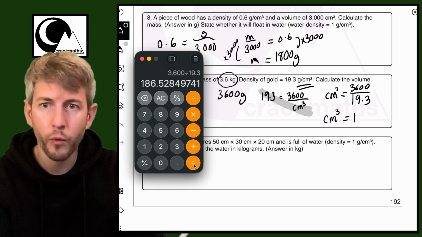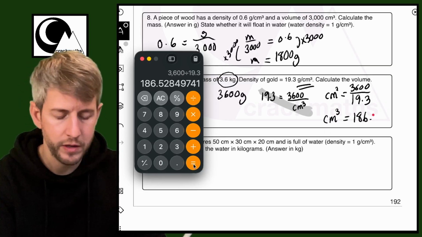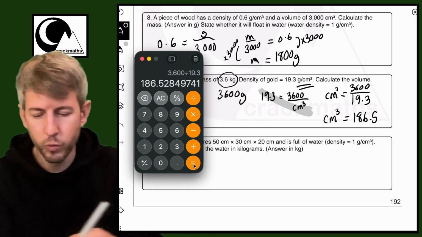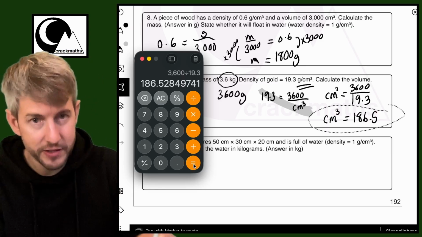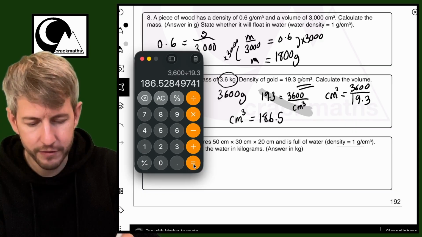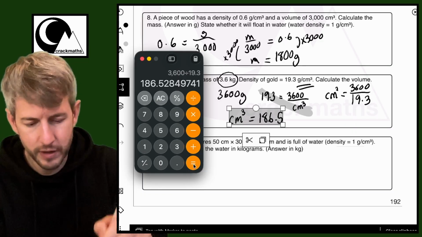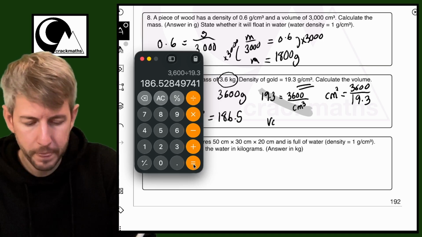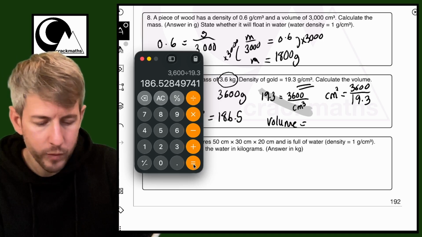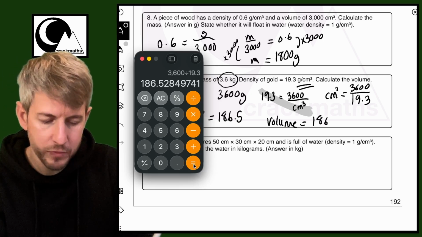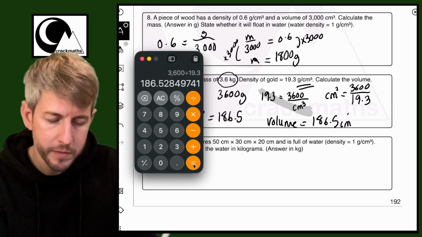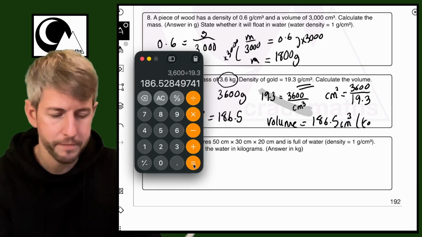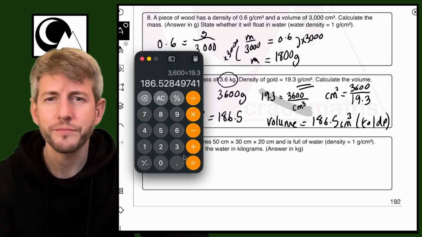Here we go, 186.5. I'm going to say that's to 1 decimal place. Let's just move this over here and then I can fit the rest of it in. So I'm going to say the volume equals 186.5 centimetres cubed, and that's to 1 dp. Okay, there we go.